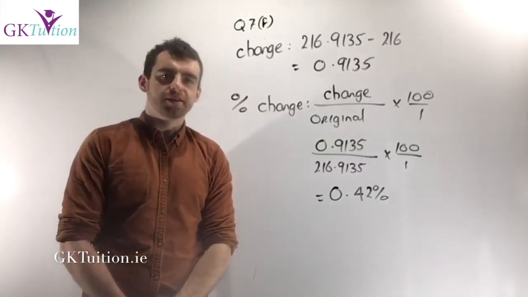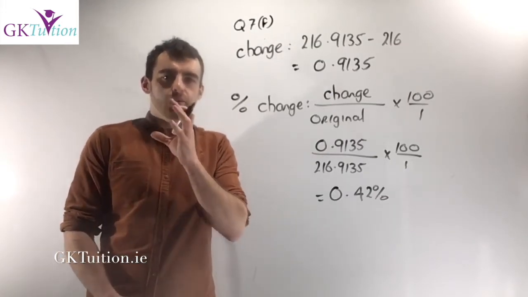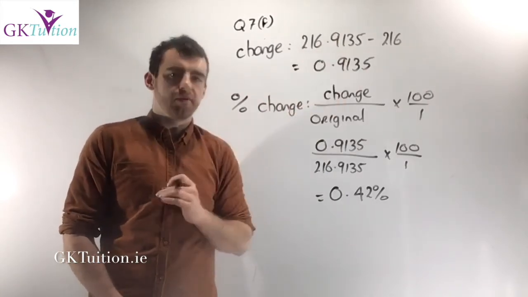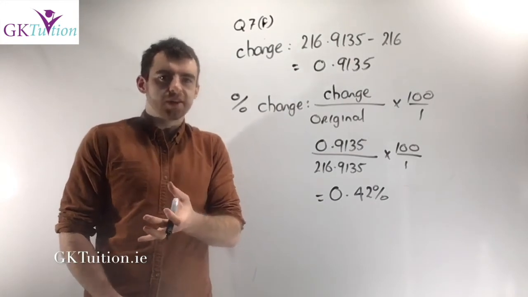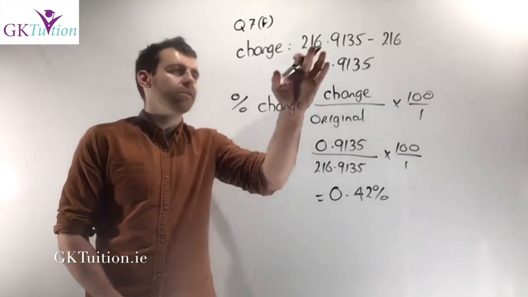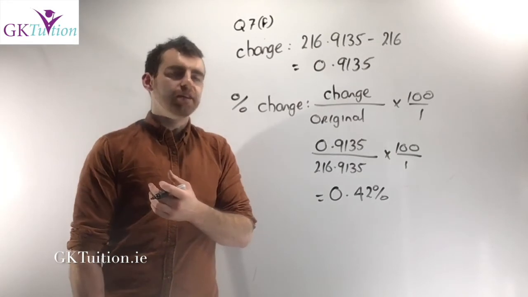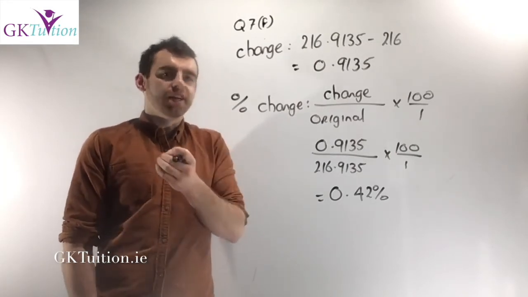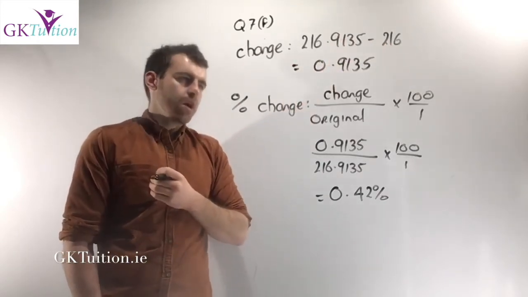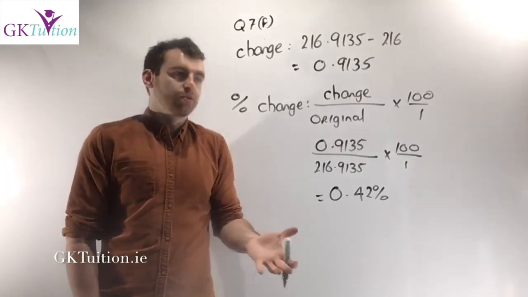So for the final part of this question, we need to work out what the percentage change is. In other words, we worked out that the maximum volume of the box is 216.9135. However, the company have decided to round off their dimensions, so their boxes are going to be 216. They're going to be slightly different from the optimum or maximum volume. And I need to work out the percentage change in the volume of the box if they decided to round everything off. So to get the percentage change, the first thing I need to do is work out what the actual change is.